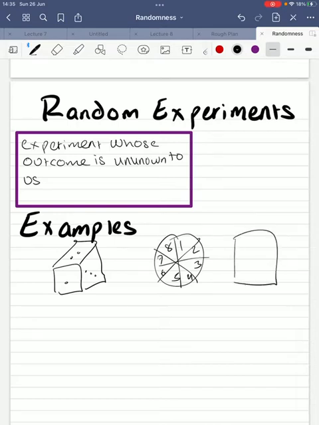And say the price of the stock market at the end of the day, you have no idea what that will be. That could be anything. So those are examples of random experiments.